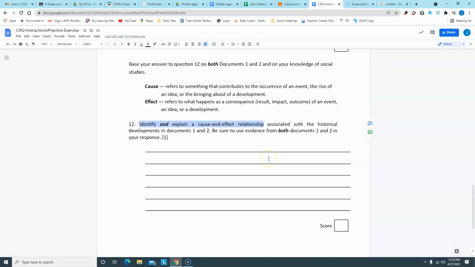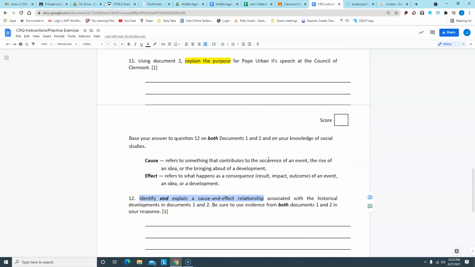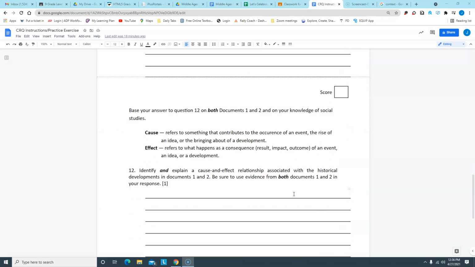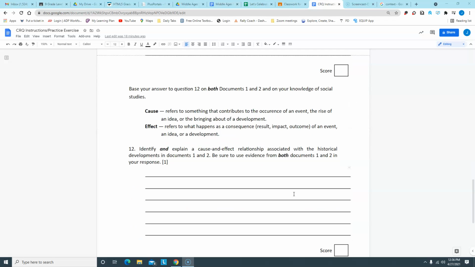So if you need to, go back up, look at these two documents or rewind in the Edpuzzle, identify and explain a cause and effect. It will require probably more than one complete sentence. So some sentence starters may be, you know what, instead I'll put sentence starters in the Edpuzzle question. All right, go ahead and answer this question in the Edpuzzle now.